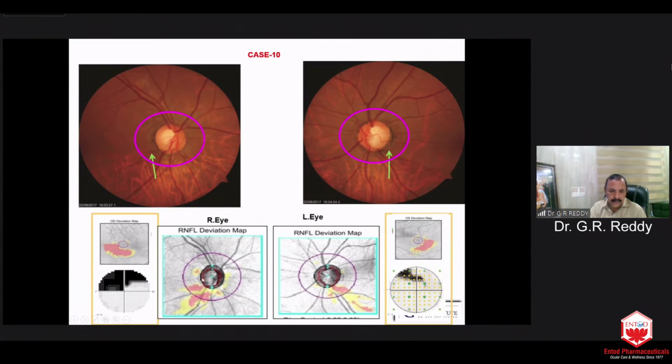The rim is well done. OCT. This is the field. This is the deviation map. The deviation map will have only 2 colors, red and yellow. Red color means deviated more, yellow color deviated less. And there is a defect. The macular ganglion cell analysis is also showing the loss of ganglion cells. And 10-2 shows a useful defect.